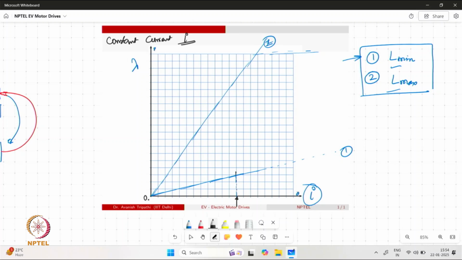So of course, when we are starting the excitation, lambda is starting from 0, and initially it will follow the L min path, and it will keep on increasing as I is increasing. Now, say it has reached a point A. After that, we are allowing the plunger to move from one position to another position. So what will essentially happen is that we are moving vertically from this point A to a point B on this second line corresponding to L max.